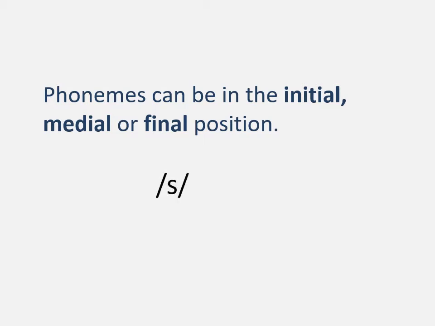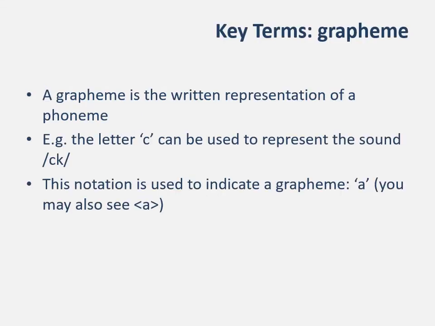So let's take s, a, t. And if we run those together, we have the word sat. S is the phoneme in the initial position, a is in the medial position, and t is in the final position. Our next key term is grapheme, and a grapheme is the written representation of a phoneme.